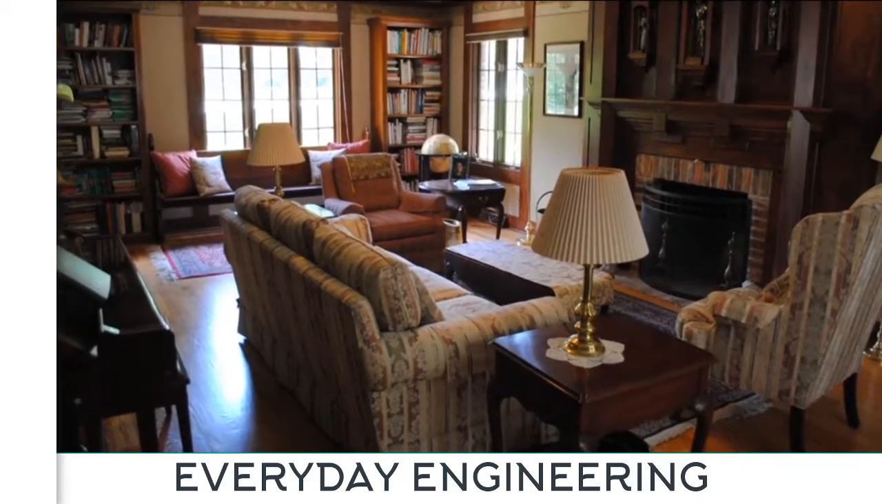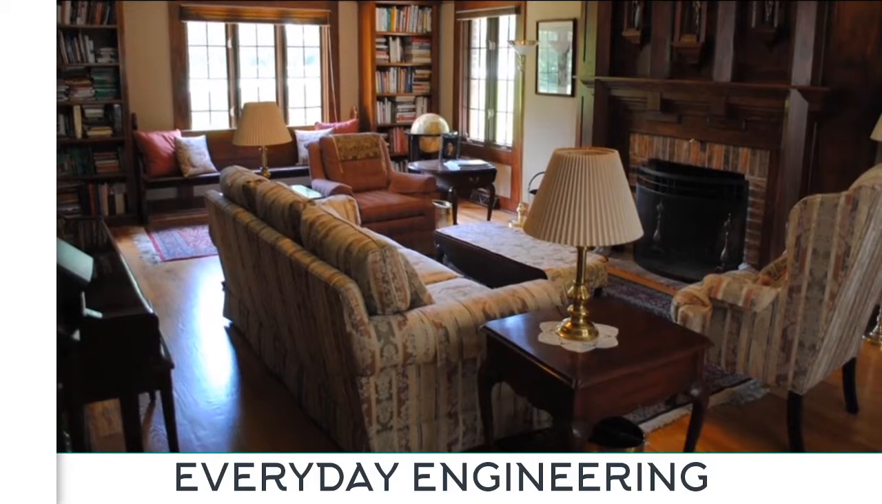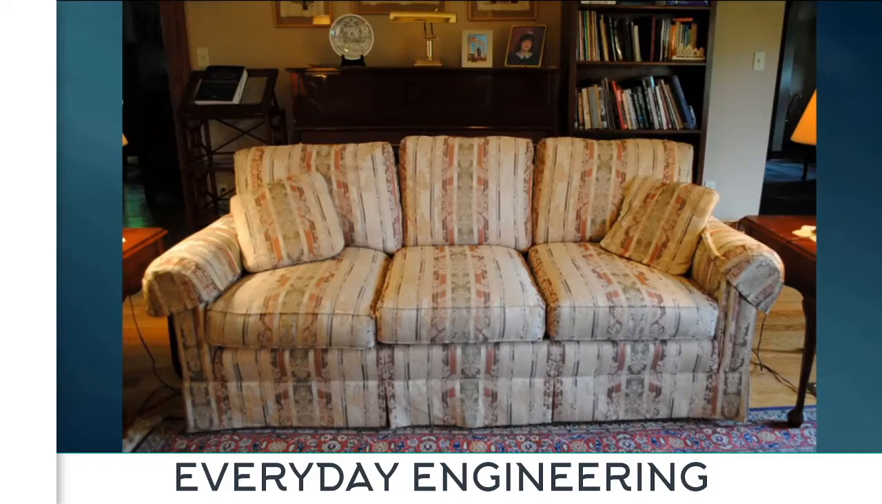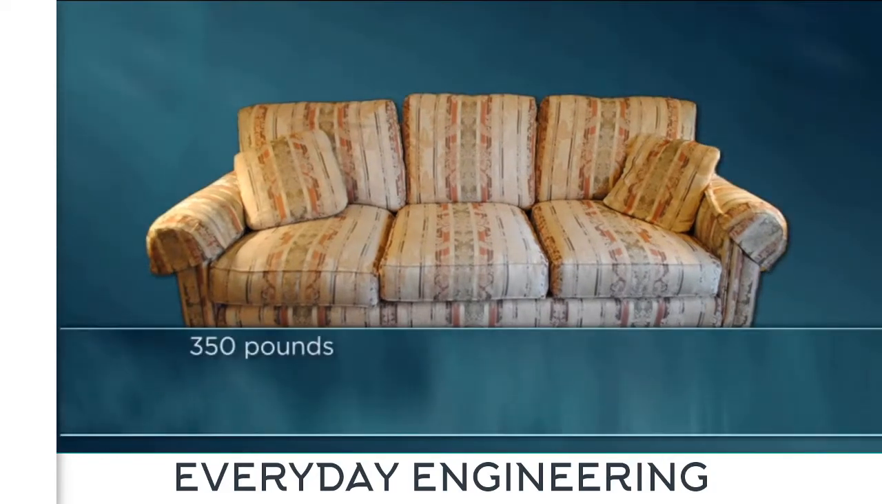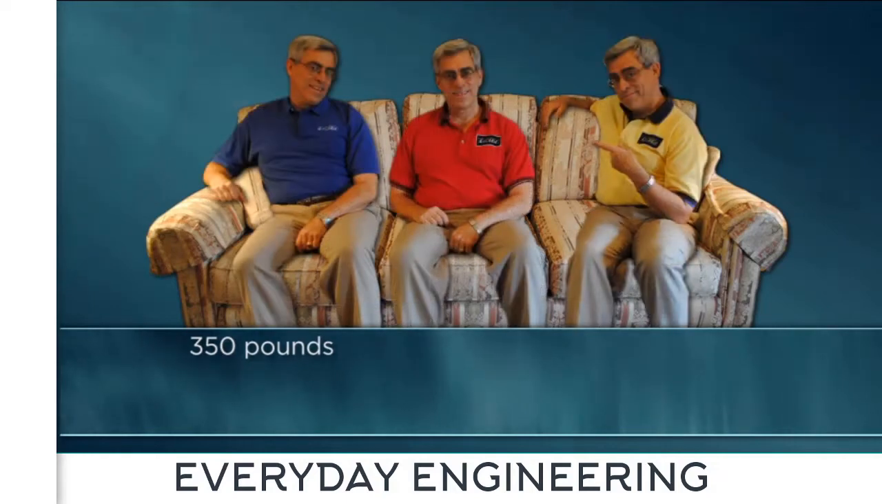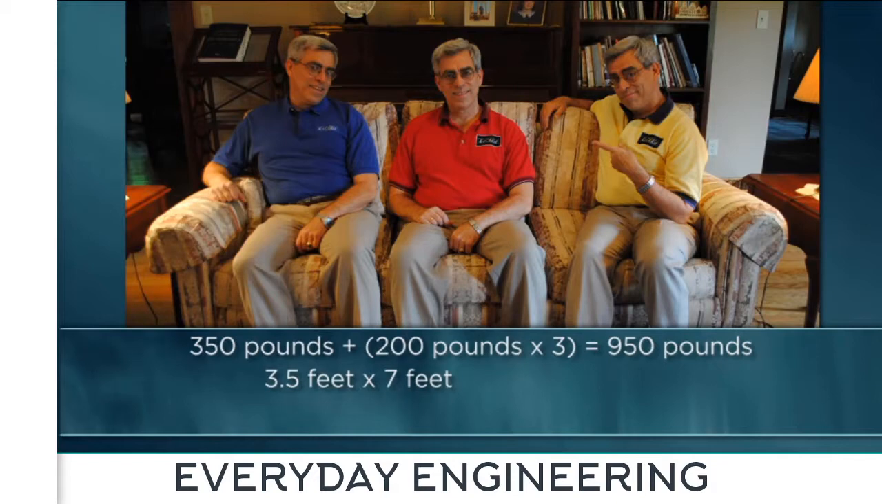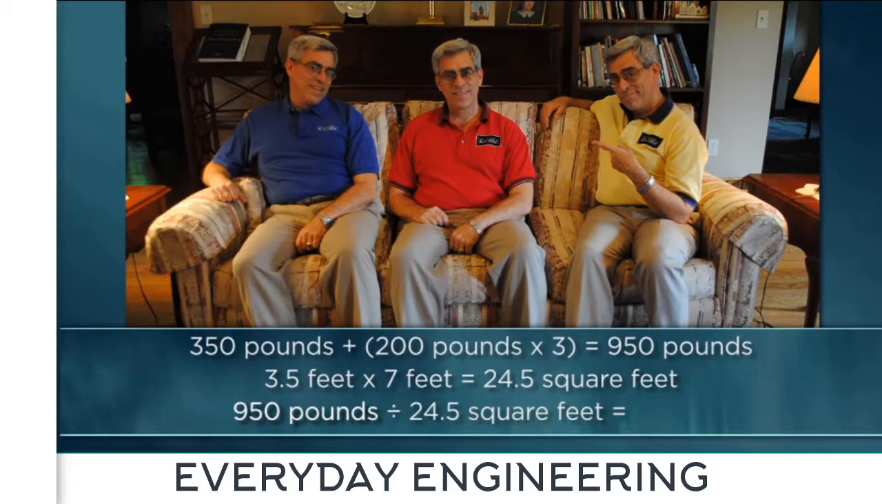Now, a moment ago, I mentioned that a large portion of my living room floor space is taken up by furniture. How is furniture taken into account in the code-specified live load of 40 pounds per square foot? Well, just for fun, let's do some more math. Here's my living room couch. The piece itself weighs 350 pounds, and it seats 3. If we assume conservatively that these 3 occupants weigh 200 pounds each, then the total weight of the couch plus people is 950 pounds. This piece of furniture covers a floor area 3.5 feet by 7 feet, or 24.5 square feet. And so the loading associated with this rather heavily loaded couch is 950 pounds divided by 24.5 square feet equals 39 pounds per square foot.